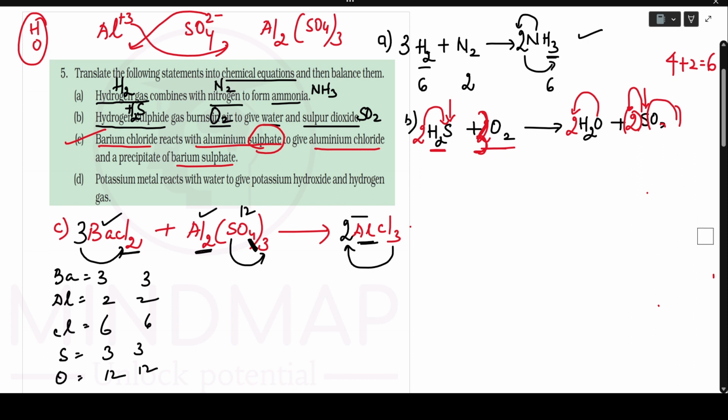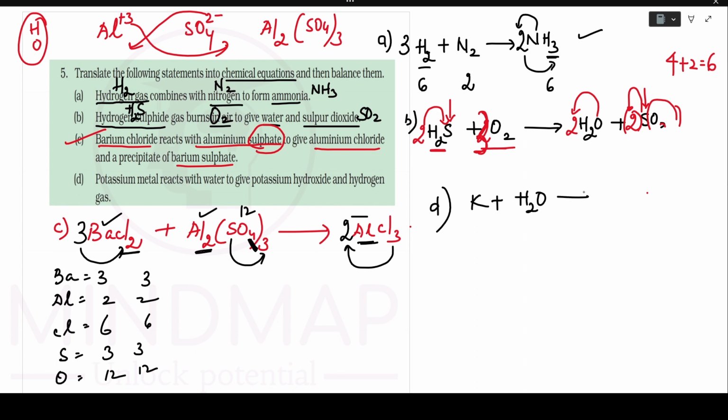Okay, the last part is potassium metal reacts with water. D part, potassium metal is reacting with water and it's forming potassium hydroxide, KOH. So KOH plus hydrogen gas, H2. Fine. Okay. Let's balance now.